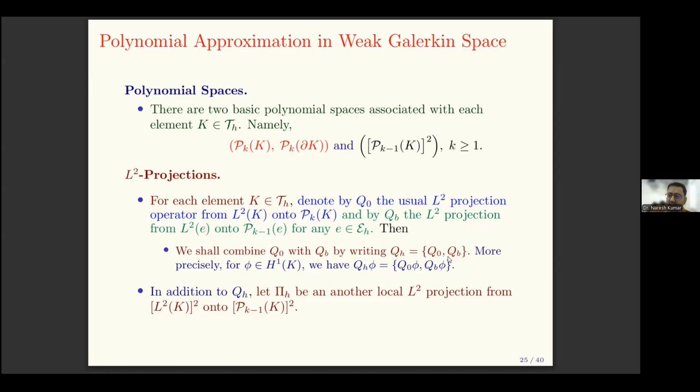Q_h is the notation for the L2 projection; it is the combination of Q_0 and Q_b. Suppose phi is in H1(K), then Q_h phi means (Q_0 phi, Q_b phi). And apart from this L2 projection, we define the capital I projection also, the L2 projection on vector-valued functions, from L2(K) cross L2(K) to P_{k-1}. This is helpful for the gradient part, and the above notation for the L2 projection is helpful for the approximation function u_h.